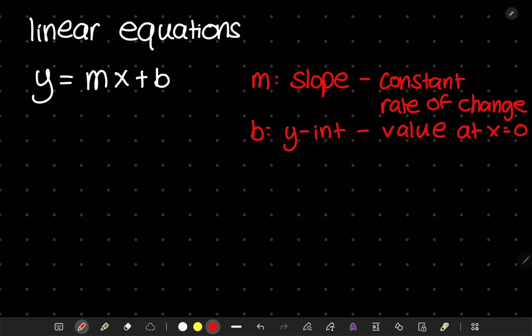Okay, and then we have to have some other ones. What is x and what is y? X we consider this idea of input, what we put into something. And then, well, if there's in, there's got to be out. So y is output.